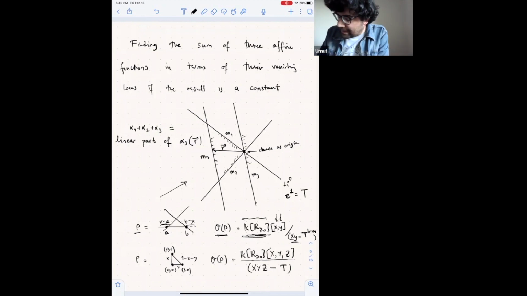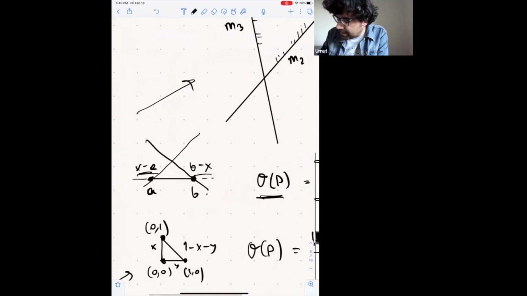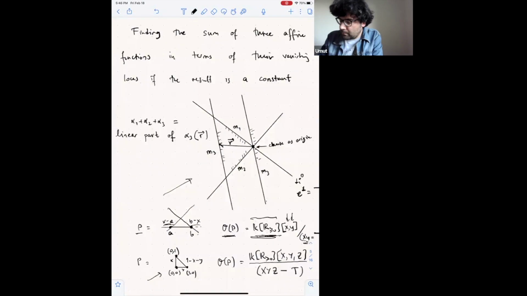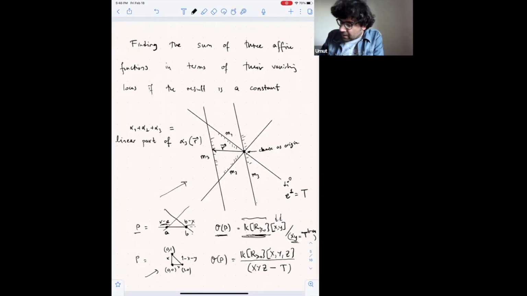Okay, so that's a one-dimensional example. Let's also do a two-dimensional example. Maybe I can make this a little bigger for a little bit. So we consider the triangle inside R^2 with vertices at the origin, (1,0), and (0,1). Again, I can consider these optimal non-negative integral affine functions associated to each edge. So here I can consider the function x. Here I can consider the function y. And here I can consider the function 1 minus x minus y.